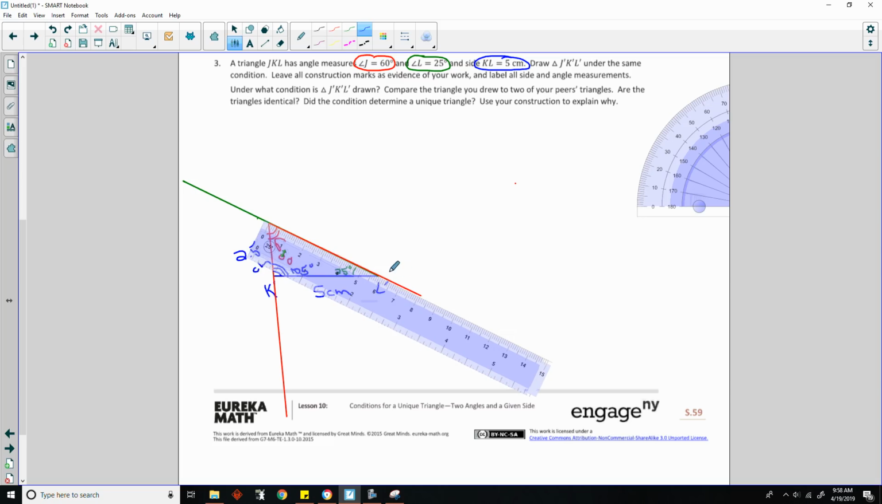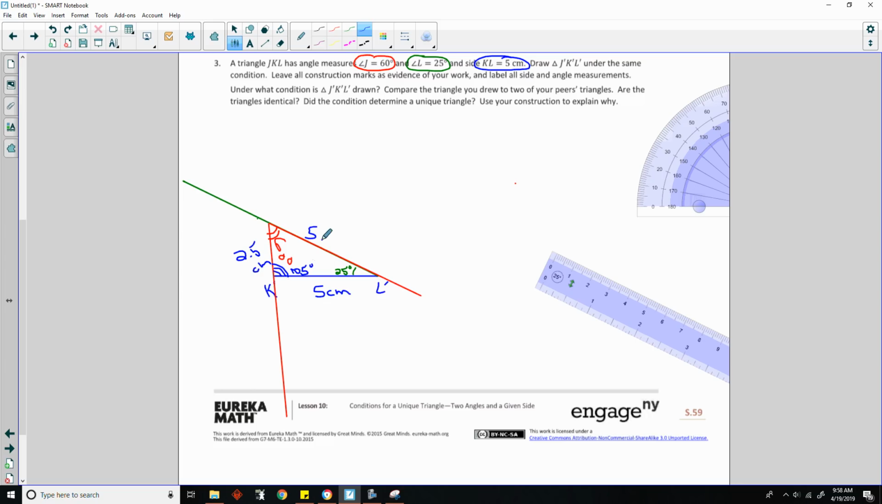All right, so now I look, and that's 55, 56, 57, 58. That looks like about 59 or 5.9 centimeters. Measuring from here to here. Okay, and so there is our construction.